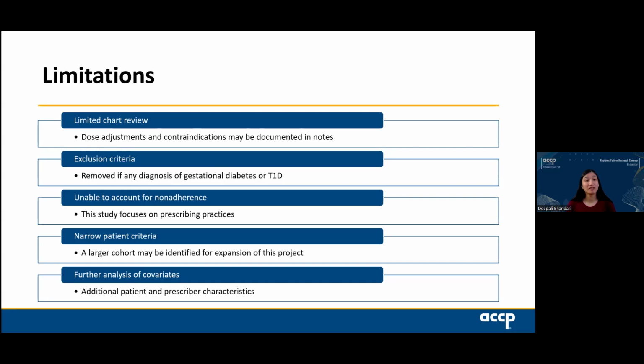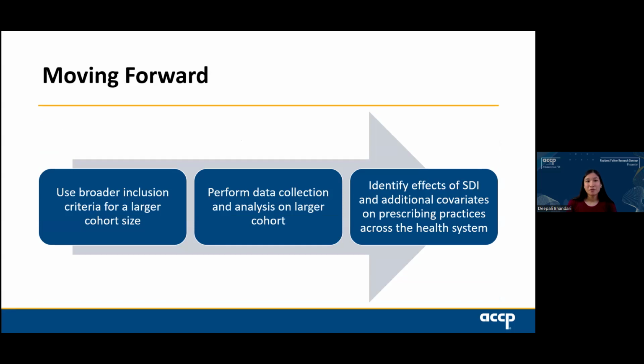So there are plans for the larger cohort to be identified for expansion of this project, and looking all the way back to 2010 to look at Cerner data and also look at interclinic variability as well. And then there will be further analysis of all the covariates I mentioned before, looking at additional patient and prescriber characteristics. So moving forward, kind of what I was touching at earlier, we'll use broader inclusion criteria for a larger cohort size, perform data collection and analysis on that larger cohort, and then move forward in identifying the effects of SDI and those covariates on prescribing practices across our health system.